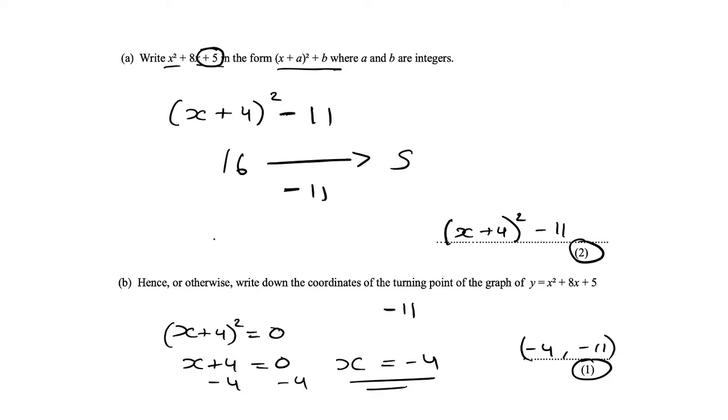Okay, next question. By completing the square, find the coordinates of the turning point of the curve with the equation y equals x squared plus 8x plus 3. Now, what we've been doing here, the question has been split into 2 parts. Now, this question is asking us to do those 2 parts all together. So let's complete the square first.